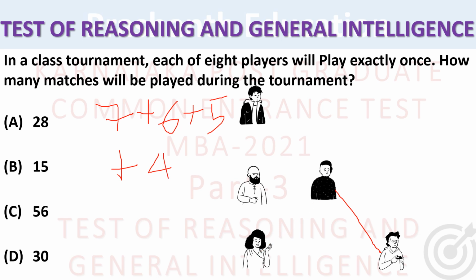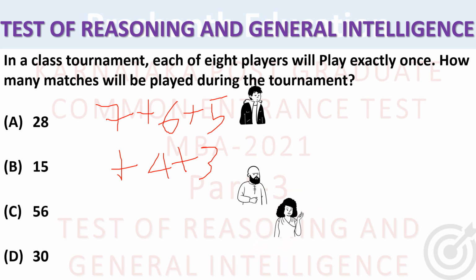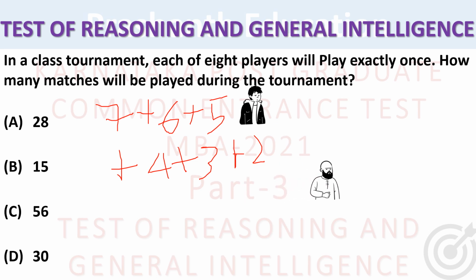So this player will go off, this player will come, so he will be playing 1, 2, 3, so plus 3 matches. Similarly this player will go and this player will come in and she will play 1, 2, okay, plus 2. Now this player will go, this will come in and he will play only one match with this guy, so it will be plus 1. Now all the players are gone.